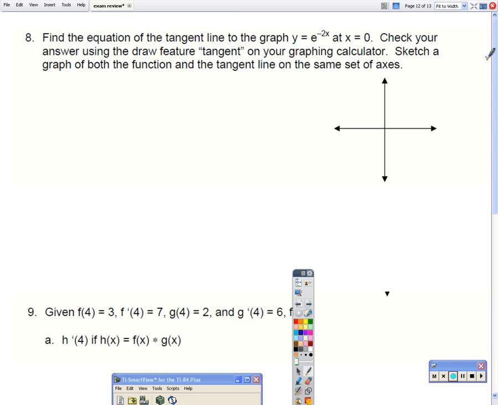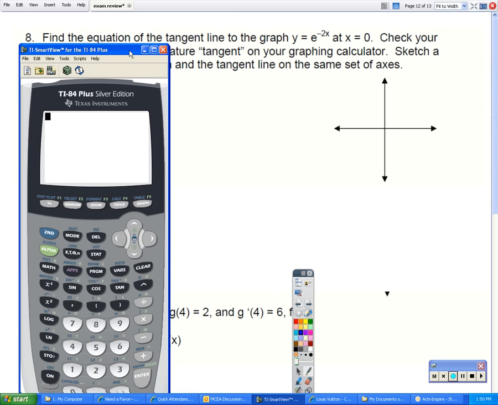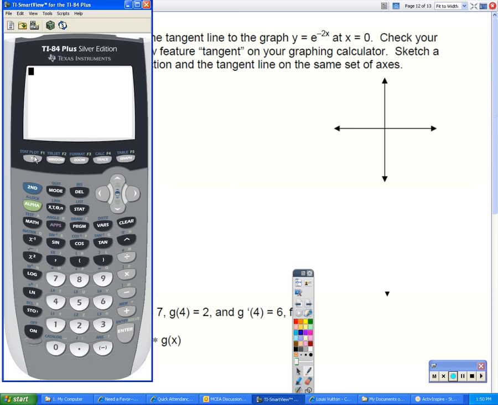For number 8, we can use our calculator. I'm going to graph e to the negative 2x. I'm going to zoom in a little bit.